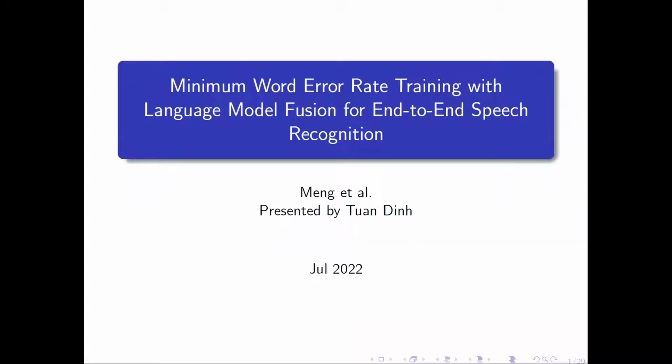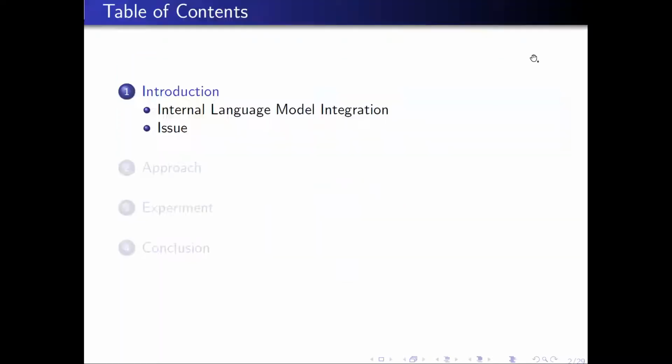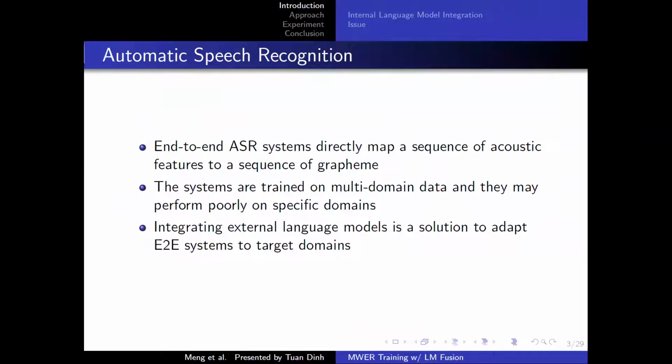Today I'll be talking about minimum word error rate training with language model fusion for end-to-end speech recognition, a paper from Microsoft. End-to-end ASR systems directly map a sequence of acoustic features to a sequence of grapheme. The output can be word labels or subword tokens.